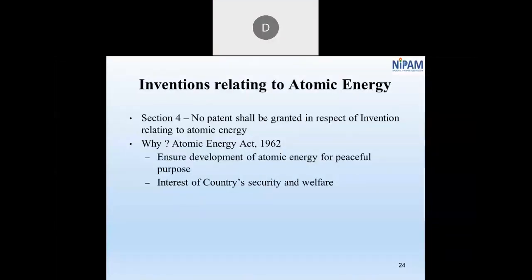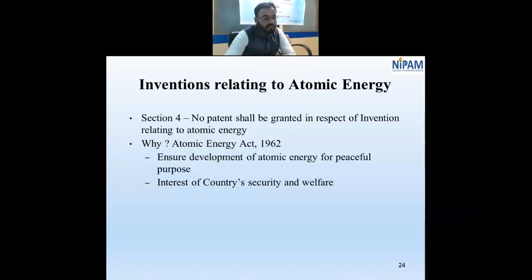Inventions related to atomic energy are also not going to be covered under the Indian Patent Act. So Section 4 of the Indian Patent Act specifically deals with inventions related to atomic energy. Inventions related to atomic energy cannot be patented because India ensures development of atomic energy for peaceful purposes. So it does not allow research to private individuals in this particular area. Also, there is a threat to security and welfare of the country. So it does not allow public participation in the area of atomic energy.